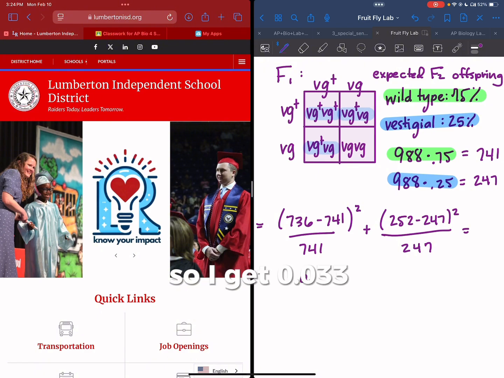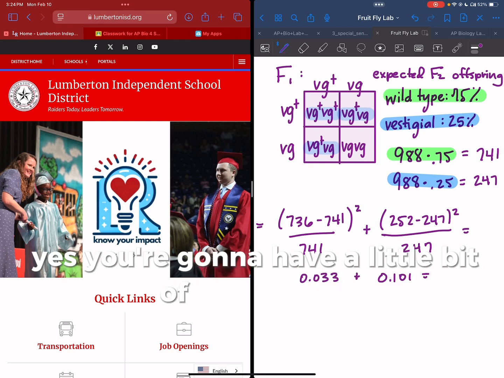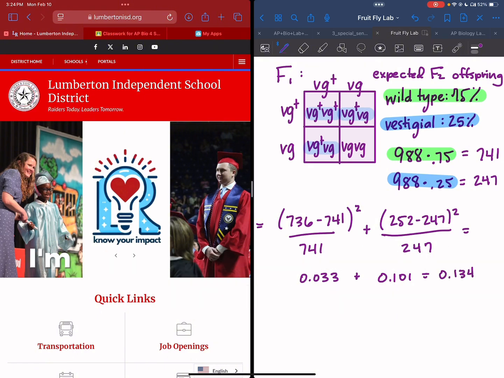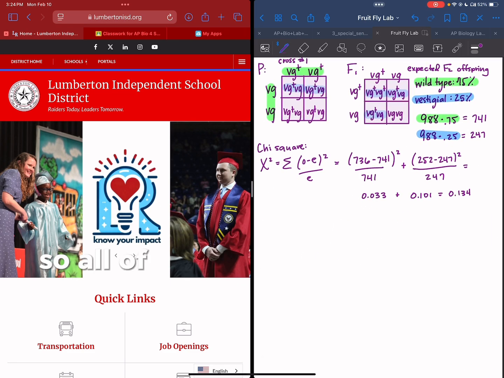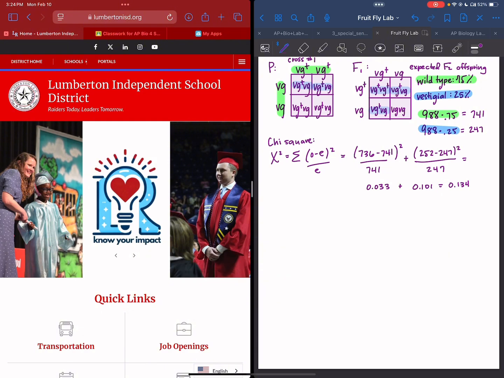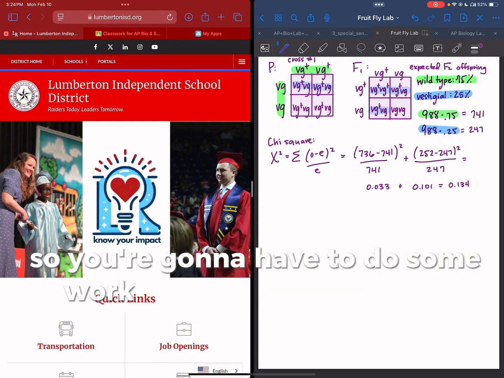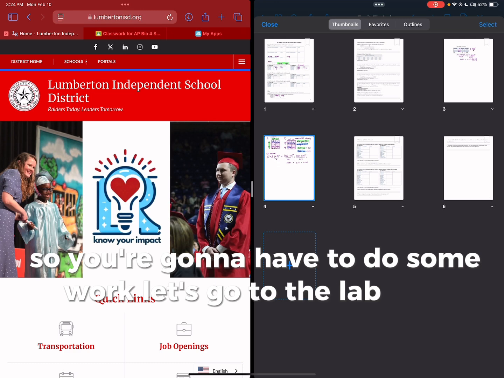So I get 0.033 and 0.101, and I add those together. You may have a little bit of a difference depending on how you put it into the calculator. But I'm going to pull it out to 3 decimal places, and I have 0.134 as my chi-square. So all of this work was for cross 1. You understand that this is involved, so you're going to have to do some work. Let's go to the lab.